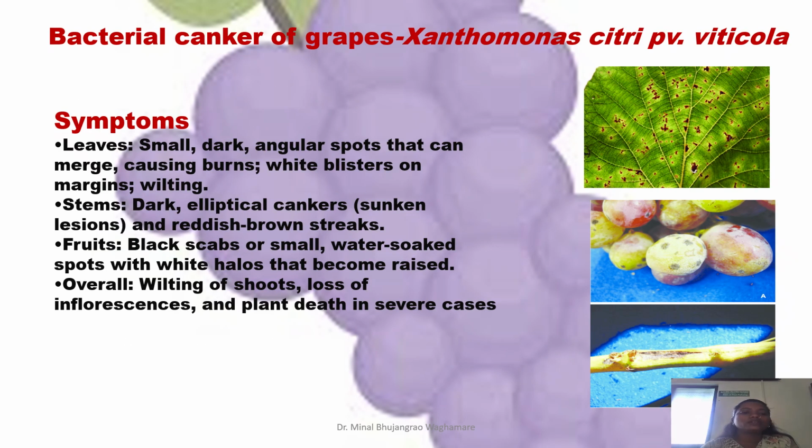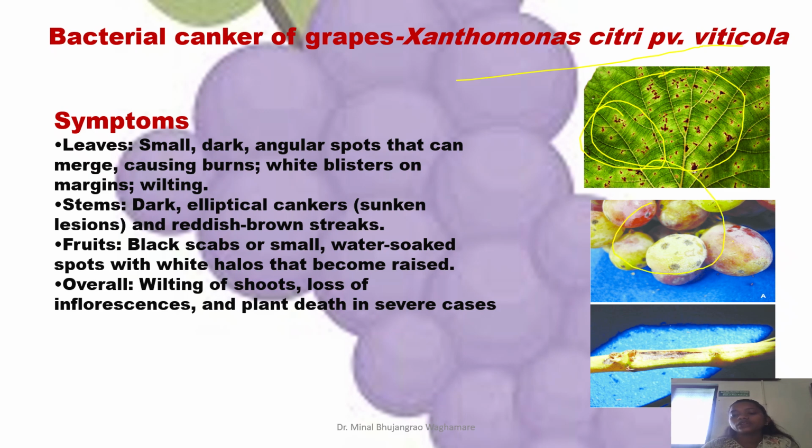Coming to another important disease, that is bacterial canker of the grape. The causal organism is Xanthomonas citri viticola. We can find angular spots, brownish in color, appearing on the leaf surface with a yellow halo. Spots quite darker in color also appear on the berries, having a whitish halo.